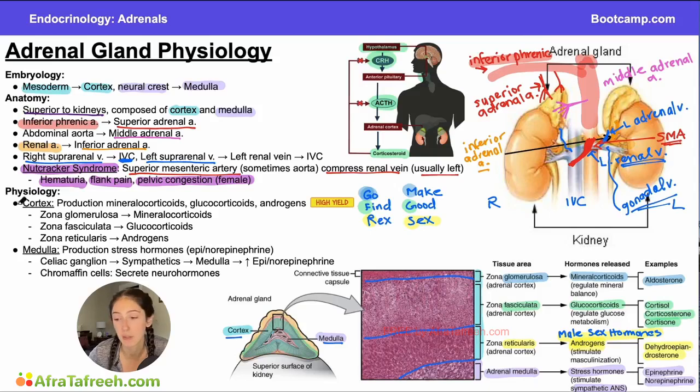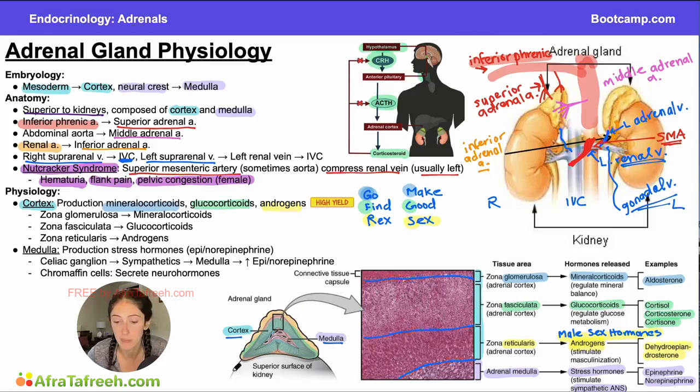So to quickly recap what we learned about in that diagram, we first talked about the cortex. The cortex, of course, comes from the mesoderm. The cortex is responsible for production of our mineralocorticoids, of our glucocorticoids, and then, of course, of our androgens, and it's going to be pretty high yield for you to be aware of which layer each of these comes from.